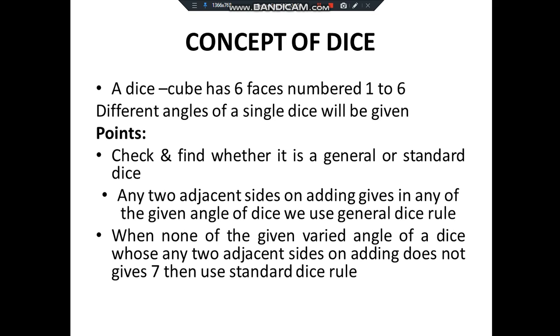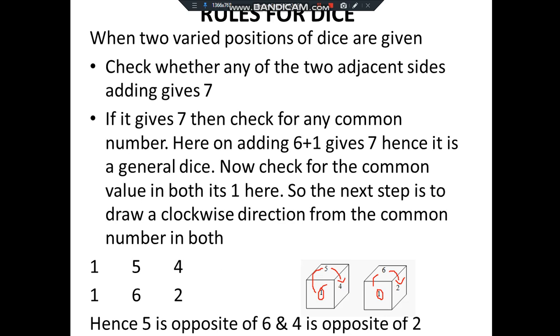See, if you get a dice problem, first check whether it is a general dice or standard dice. General dice means you will have to add any two adjacent sides. If you get 7, then it is a general dice. Next, if it is a general dice, check for the common number in both of the dice positions. See, I'll give you an example. Here 2 dice positions are given. Here the value 1 is common in both.